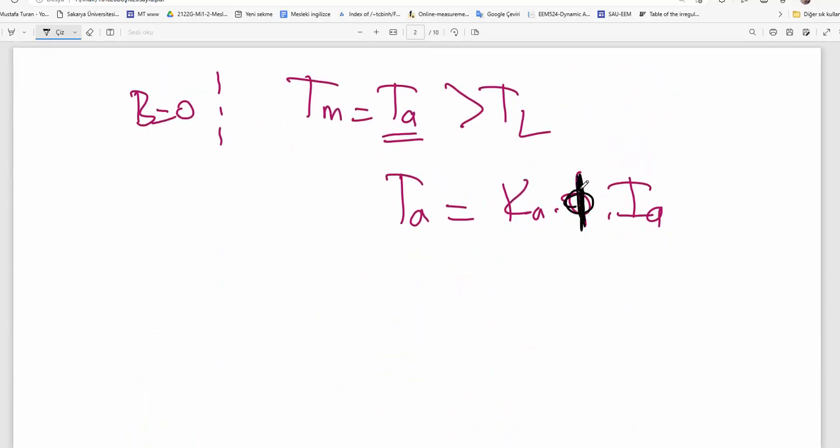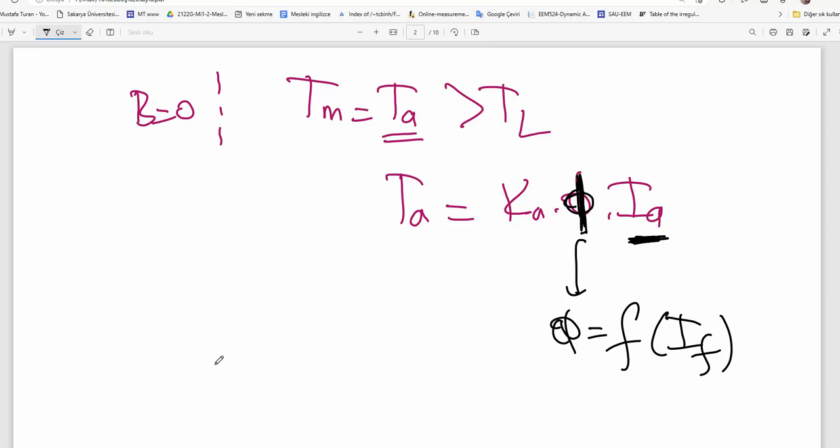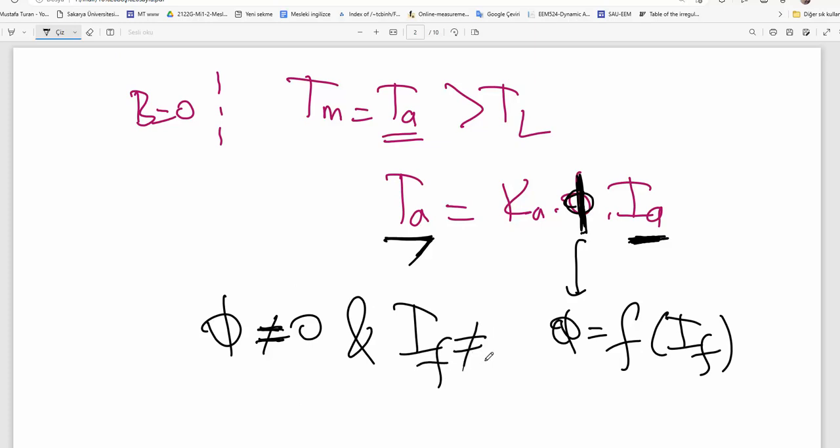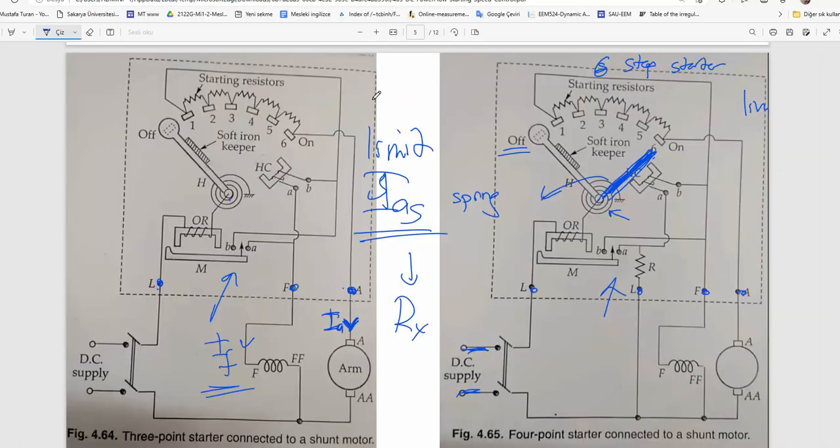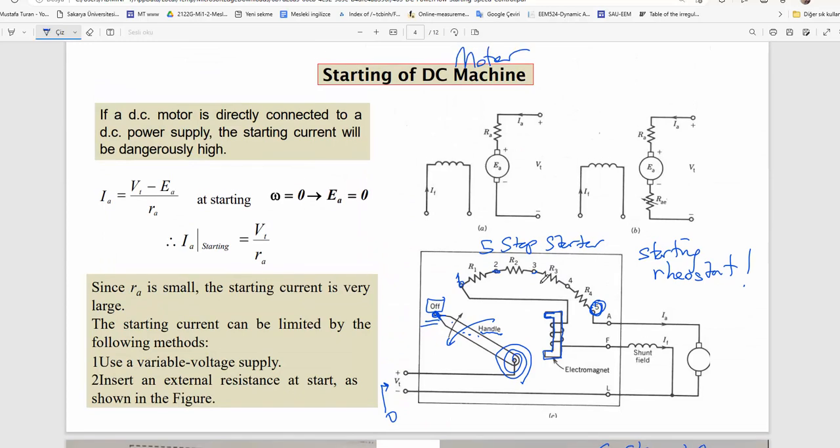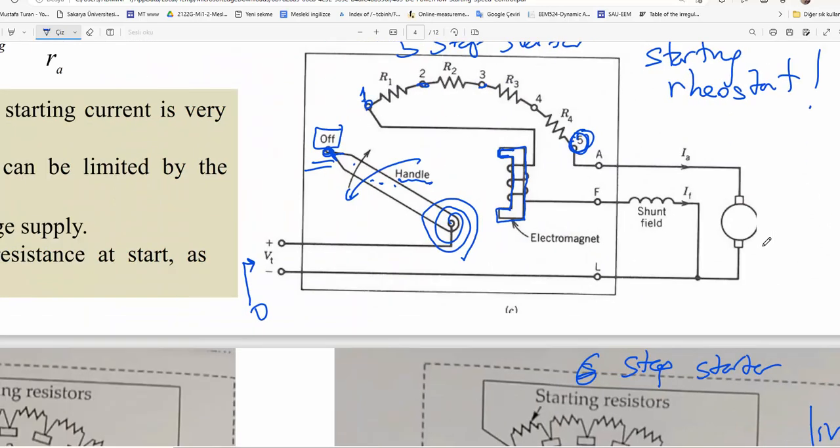You need some magnetic flux to manage this. You need some current and magnetic flux. In a shunt or series machine, magnetic flux comes from field current. Field current must be different than zero to have some torque induced. So there must be some field current. Let's take this circuitry. Here are some designs, proper designs. I don't deal with the design, the complexity here.